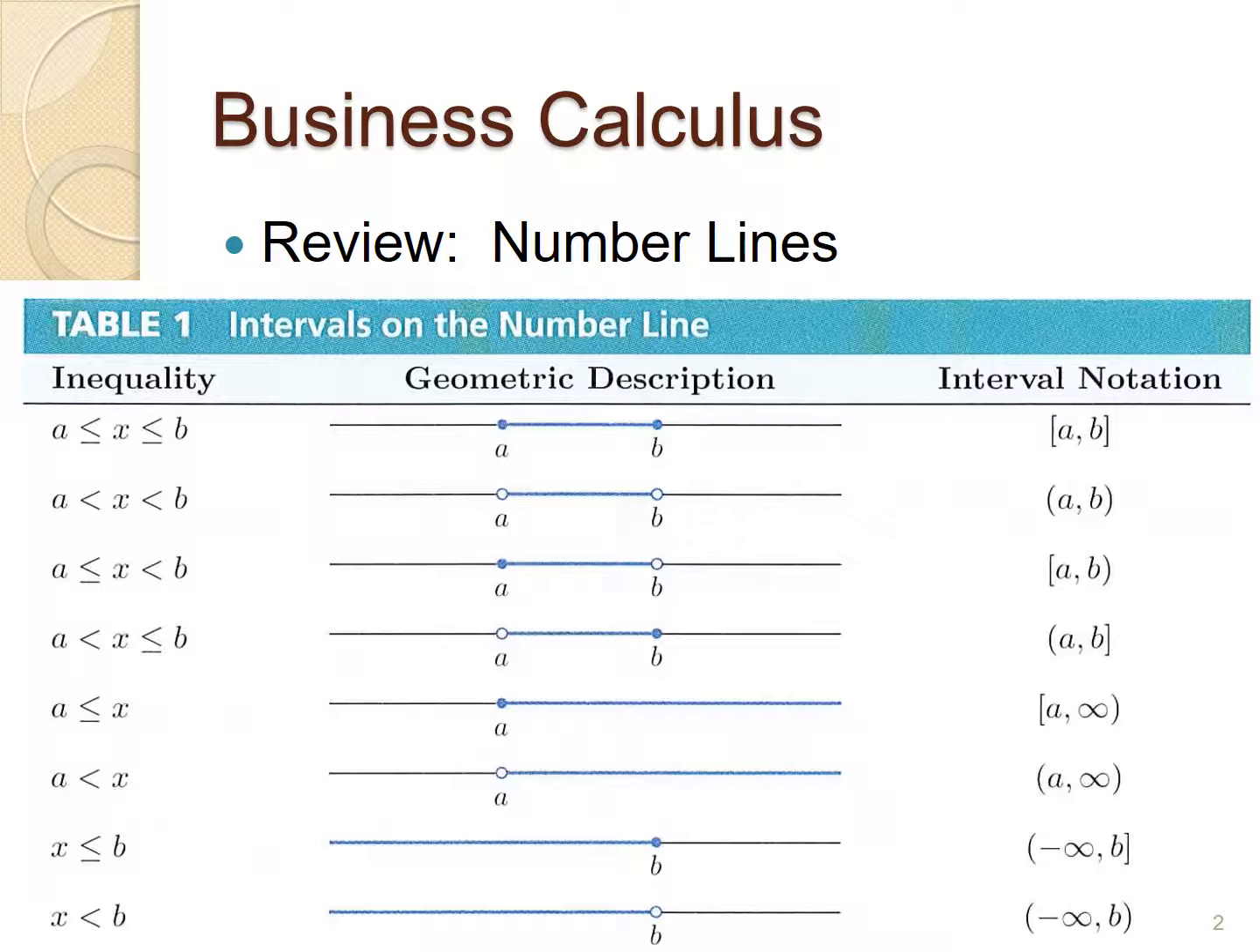So then the last one, where x is less than b, it's all the values up to but not including b. And so you have the parenthesis on both sides, negative infinity up through b. The closing parenthesis instead of a bracket means it's going to be up to b but not include b.